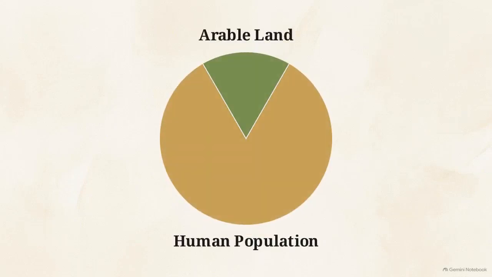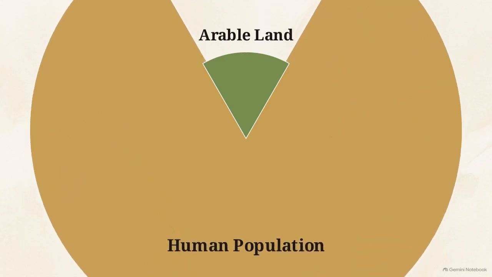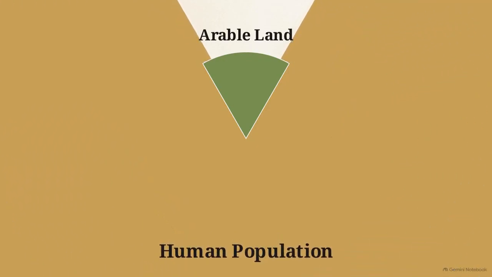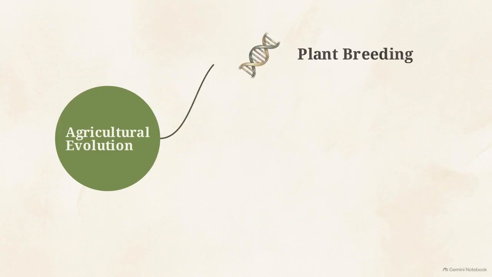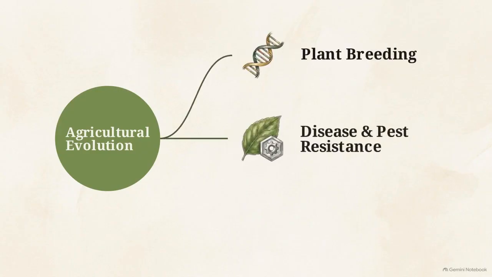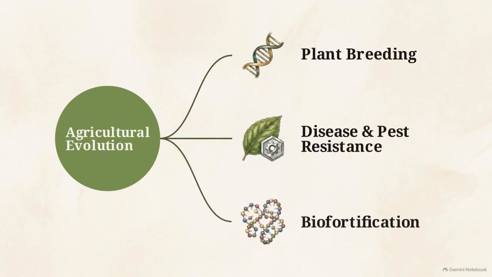By the 1960s, a critical gap had emerged. The global population was growing exponentially, but the amount of land available for farming remained fixed. Closing that gap required agriculture to evolve into three distinct strategies: plant breeding, disease and pest resistance, and biofortification.